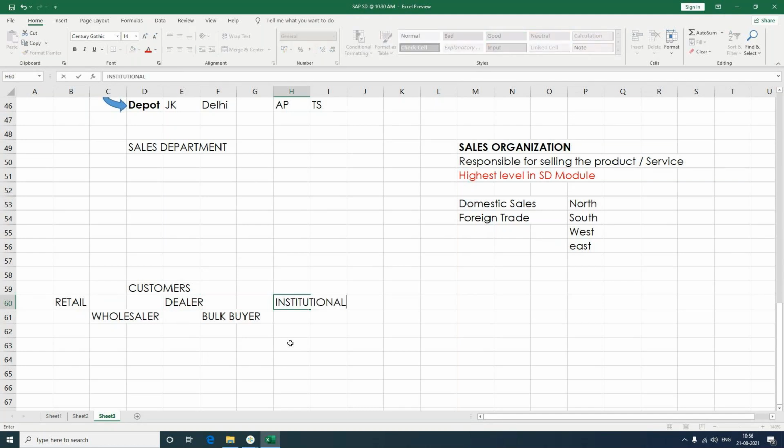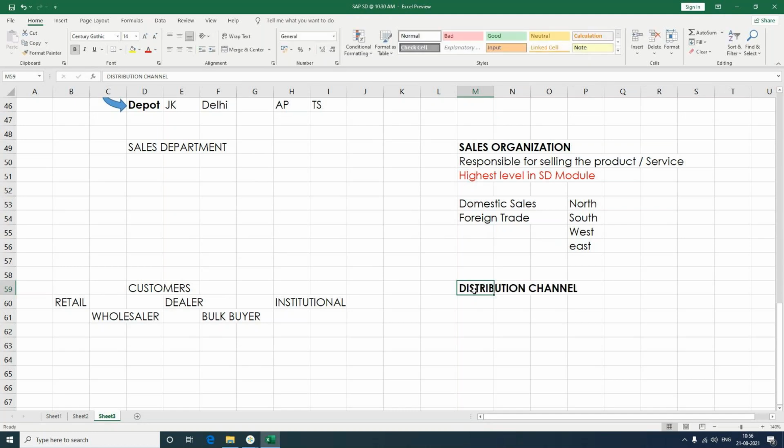Like this, we have different groups of customers over here. And for each and every group, selling price is not going to be the same. It varies. Discounts vary. Payment terms vary. Delivery processing varies. Everything is going to be maintained separately. So these customers are what in SAP terms we call a distribution channel, where we need to group them.